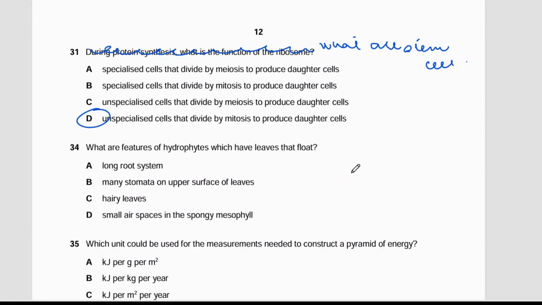Hydrophytes. They have large air spaces for the evaporation of water. They have many stomata on the upper surface, so the water would be more evaporated.